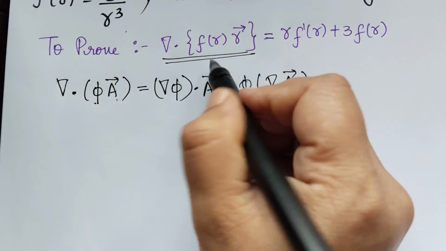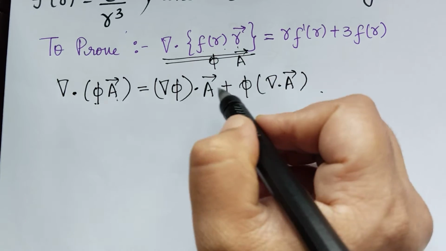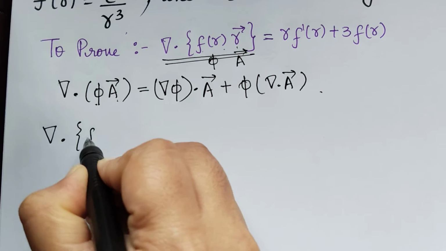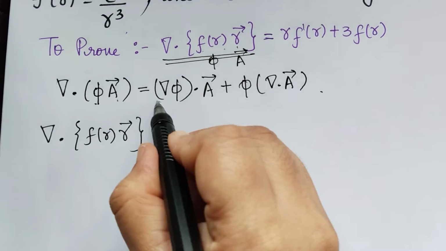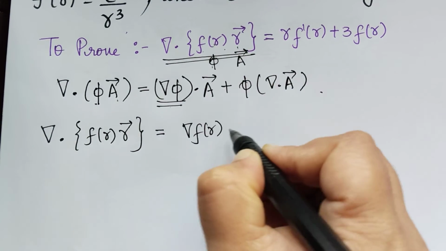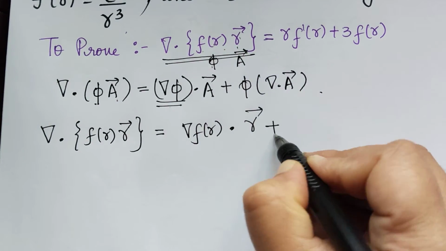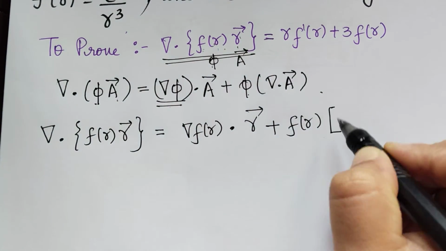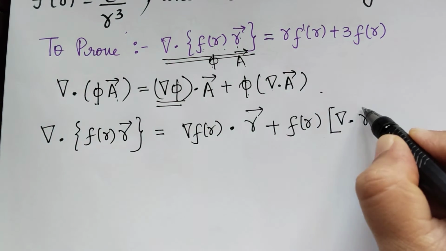So here if you see, f of r will be taken as phi and r vector will be taken as a vector. So when we apply this identity, we get del dot f of r multiplied with r vector to be equal to, now what is del phi? It will be del f of r dot product with a vector. A vector is what? r vector. Plus phi is f of r, so f of r multiplied with del dot a vector. So del dot, instead of a we have r vector over here.